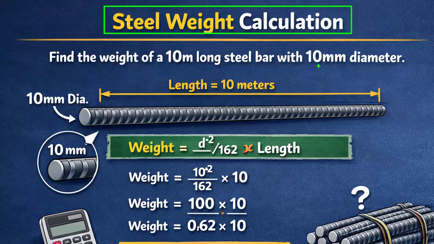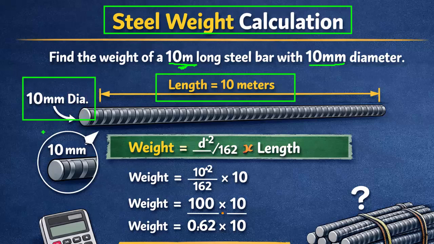So you can see that we have two units here. Here we have the millimeters and here the length in meters. In this photo you can see the length in meters. So here you have to keep in mind the length in meters and the diameter in millimeters.